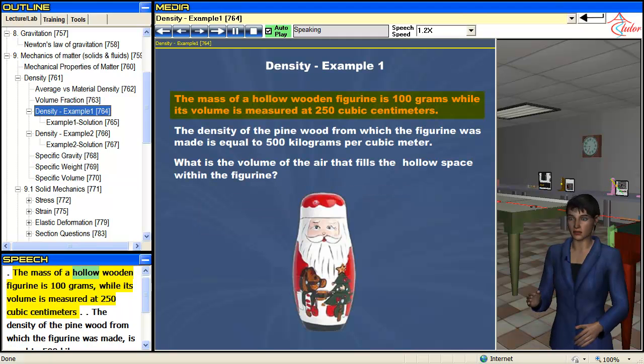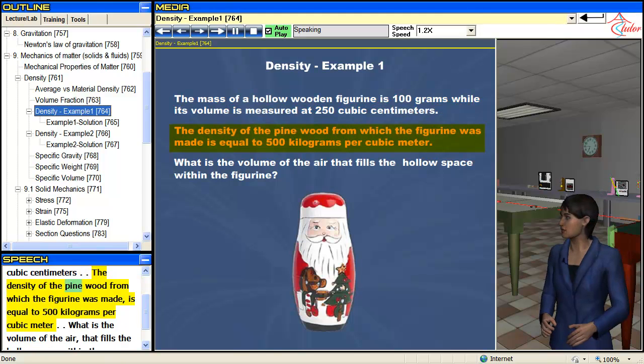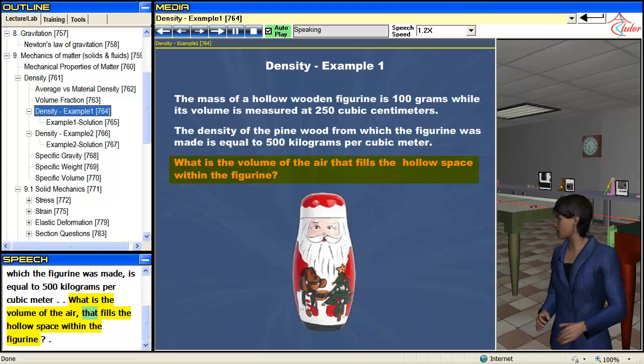The mass of a hollow wooden figurine is 100 grams, while its volume is measured at 250 cubic centimeters. The density of the pine wood from which the figurine was made is equal to 500 kilograms per cubic meter. What is the volume of the air that fills the hollow space within the figurine?